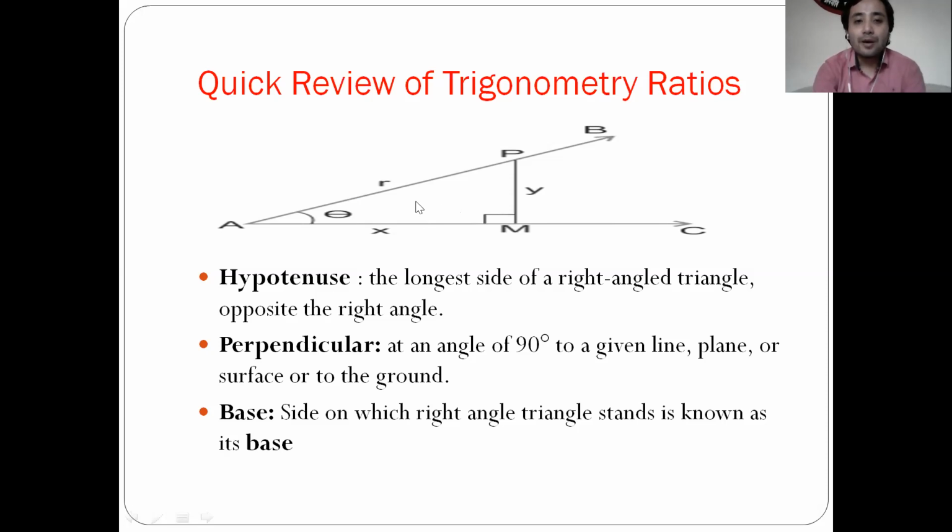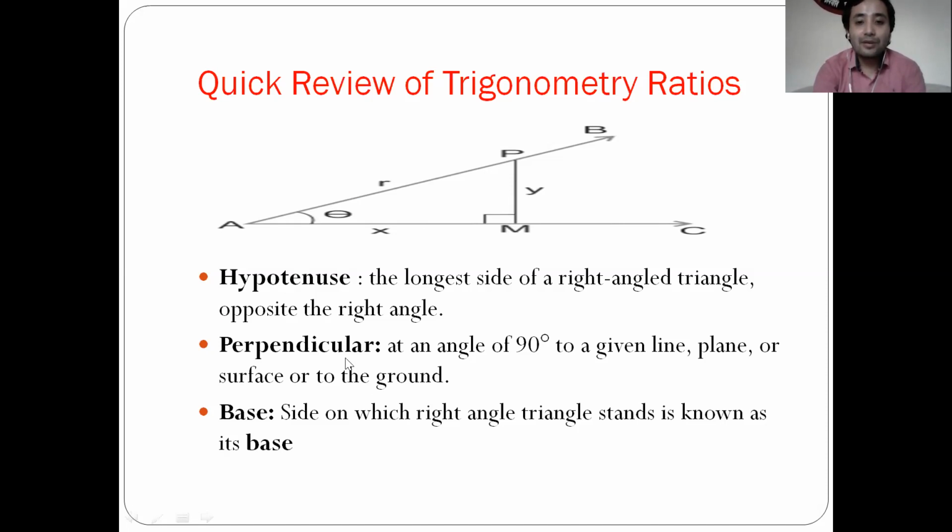Now, there are three terms that we must be familiar with in trigonometry, which are very important. First term is hypotenuse. From our junior classes, we already know it is the longest side of a triangle. How do we find the hypotenuse? Hypotenuse will always be the side opposite to the 90 degree angle of the triangle. So let's say angle PMA is 90 degrees. The side opposite to this is AP. So AP will be my hypotenuse, which is the longest side of the triangle.